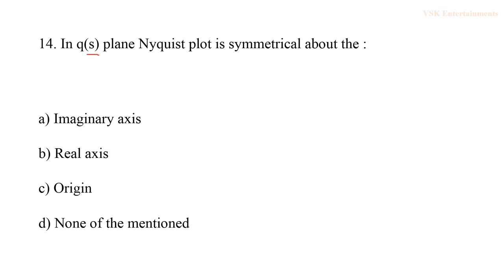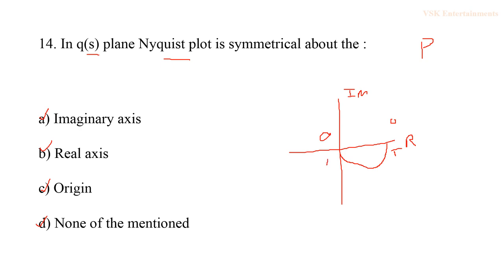Coming to next bit, in S plane, Nyquist plot is symmetrical about, options are imaginary axis, real axis, origin, and none of the above. This bit is related to Nyquist plot and directly the definition of Nyquist plot. Nyquist plot having the real axis and imaginary axis. Nyquist plot is the extension of polar plot. Polar plot is the trace of G of j omega by varying the omega value from 0 to infinity. The starting point of polar plot indicates the type, and order of the system indicates the ending point of polar plot. The mirror image of this one is the Nyquist plot.